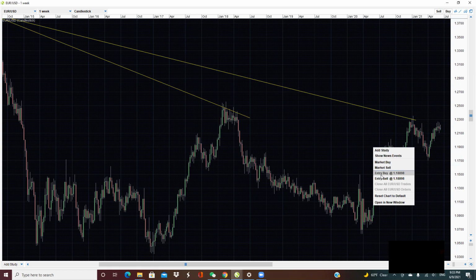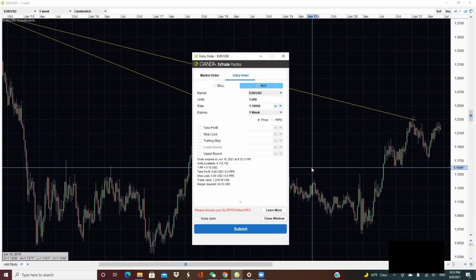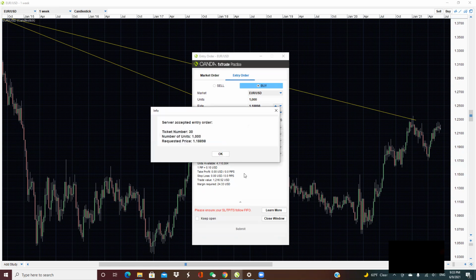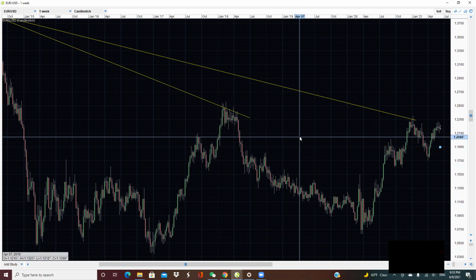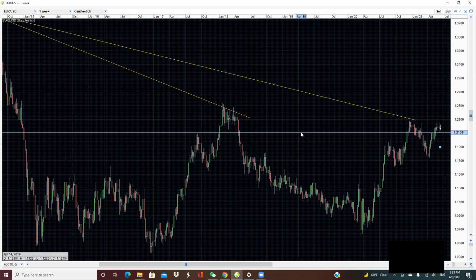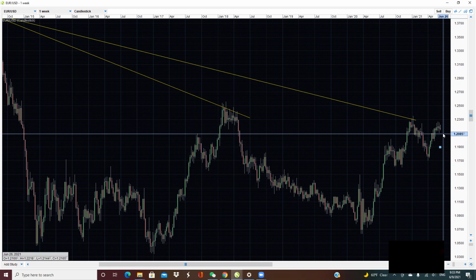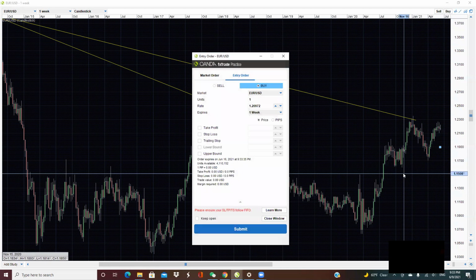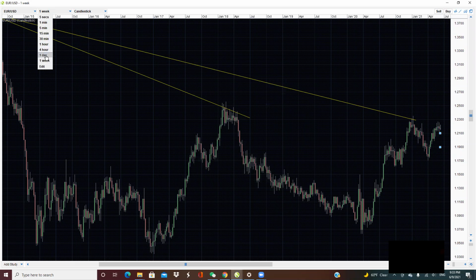I'll put a buy 1,000. This is based on a $100,000 account. This is a practice account, just using for demonstration purposes. Right here, and do one right up below this candlestick. $1,000. Go back to daily.